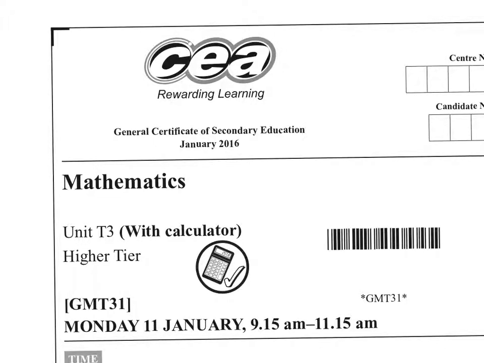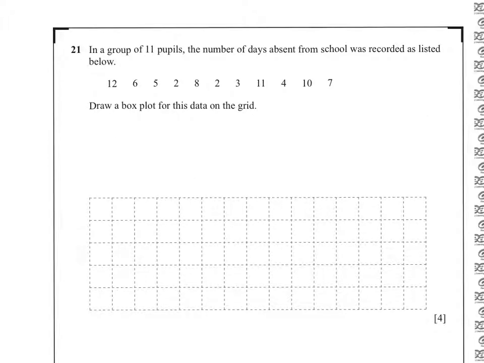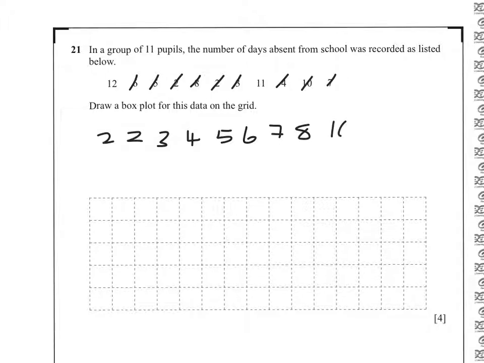T3, January 2016. To draw a box plot, we need to know the median and the quartiles. So the first thing we need to do is write these numbers in order. So we have a 2, a 2, 3, 4, 5, 6, 7, 8, 10, 11, and 12.